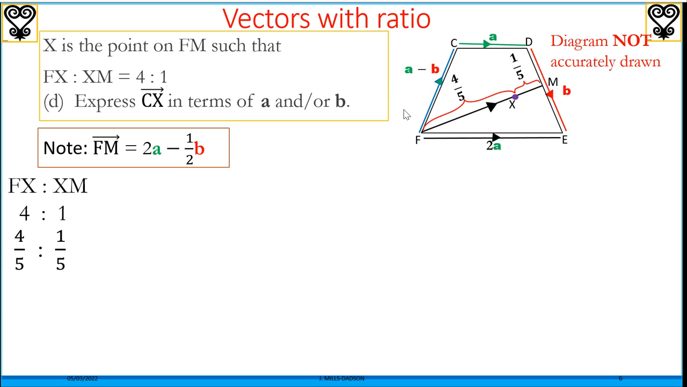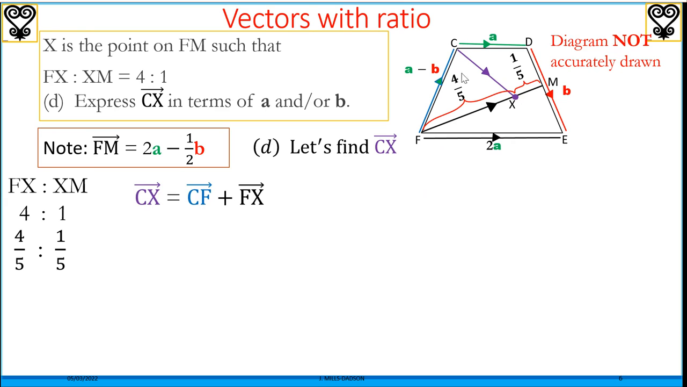We are supposed to work out CX. Now, you can go through different routes. I want to go vector CF plus FX because I already have FM, so I can do the fraction of FM to work out what FX is. So first, if you want CF, you know that for CF you are going against the vector, so the A minus B should change sign. So I'm going to have a negative A plus B instead. It was A minus B as FC. So CF is rather the reverse, which is negative A plus B.